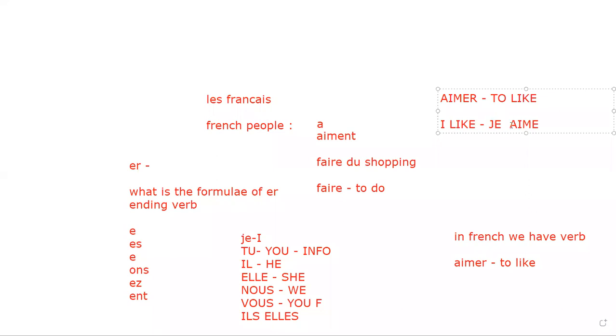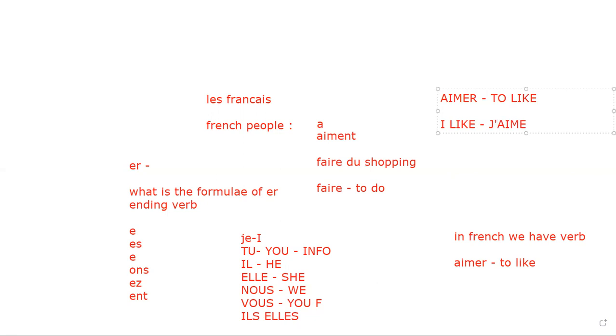Sir, wouldn't it be je aime? No, it's j'aime, I like. Simple. Whenever we have two vowels, like my E is a vowel and the next vowel is also a vowel, I have to eliminate one vowel and use an apostrophe.